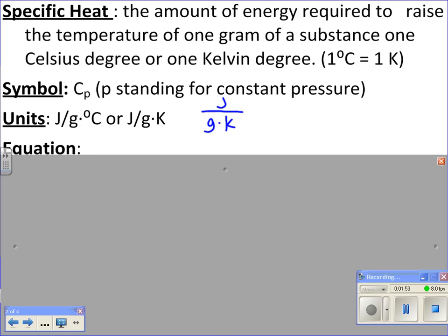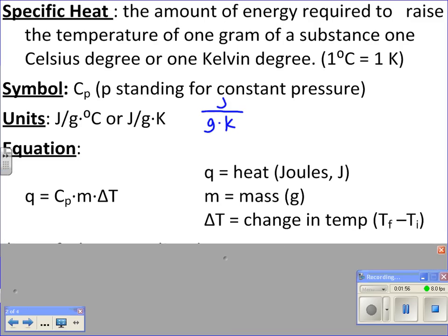So in order to calculate it, you're going to use an equation. The equation, Q stands for heat. Heat's measured in joules. Q equals the specific heat times the mass of the substance in grams times the change in temperature. To calculate the change in temperature, you would take the final minus the initial temperature. So let's make note of that. TF is the final temperature, and TI is the initial temperature. So final at the end, initial will be at the start. It does matter the order when you subtract.